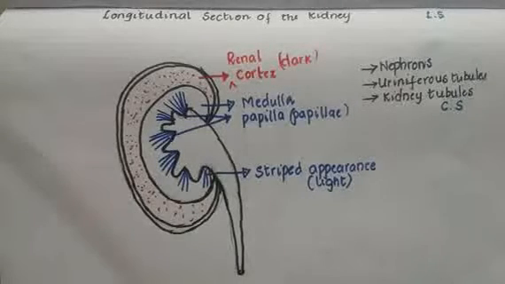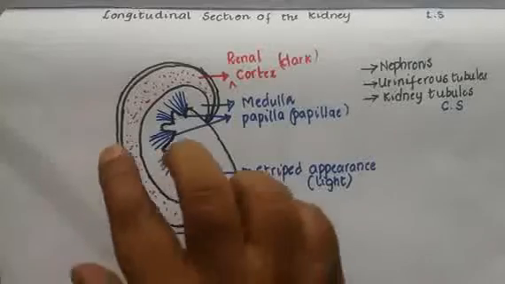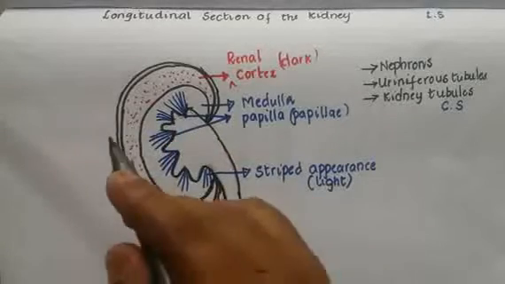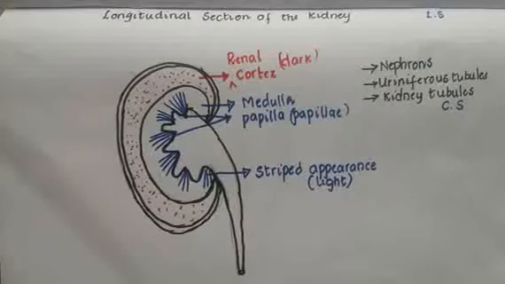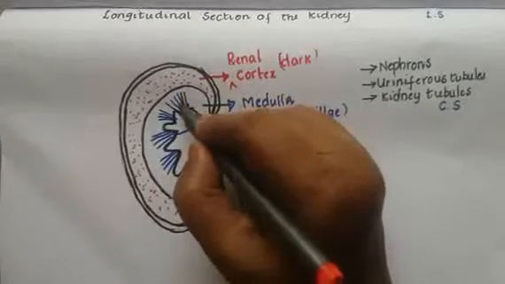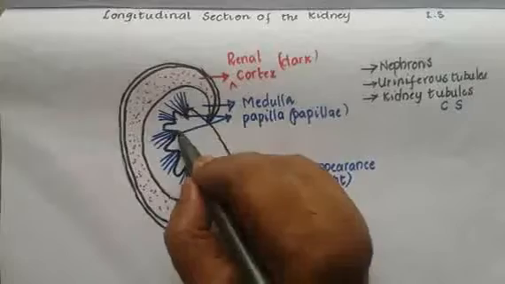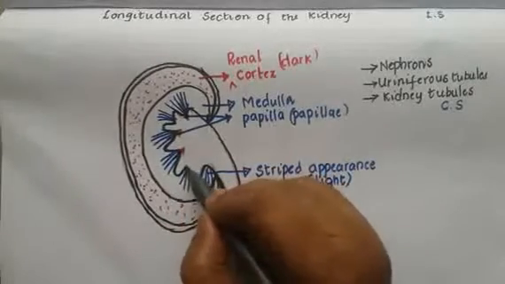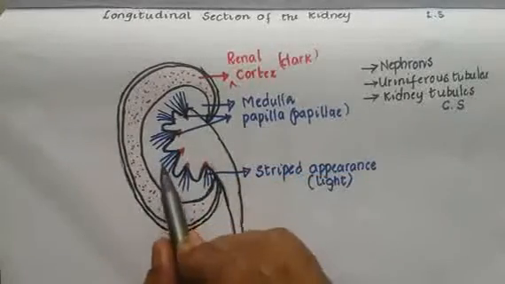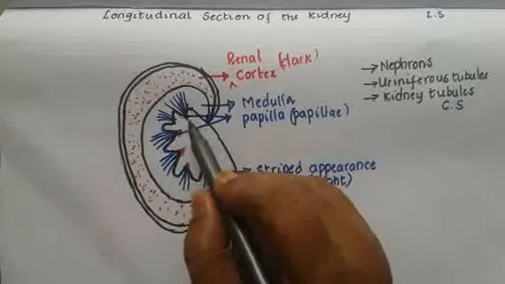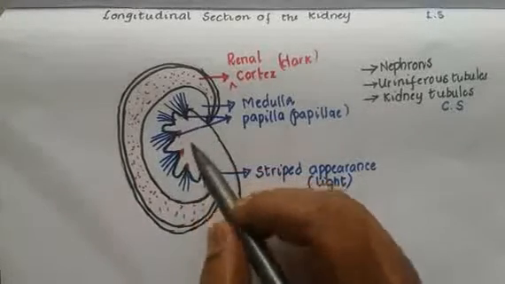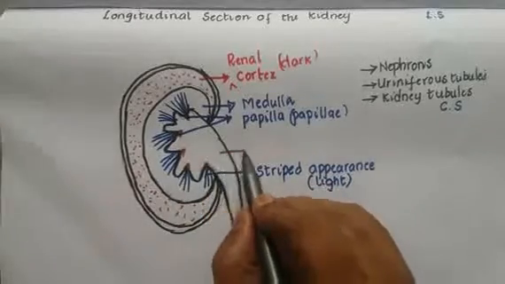So, these are the structures found in the kidney which help in the formation of urine. Once the urine is formed in these two regions, it is passed into the papilla. The papilla is an opening through which the urine is poured into the next part of the urinary system. So the papilla opens into the wider portion of the ureter.